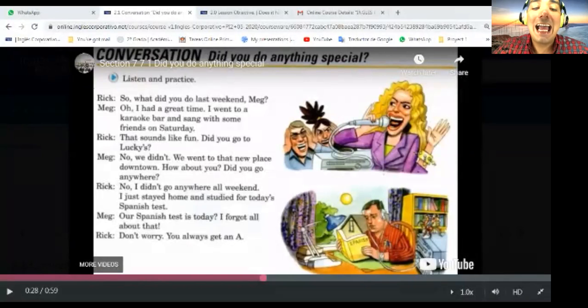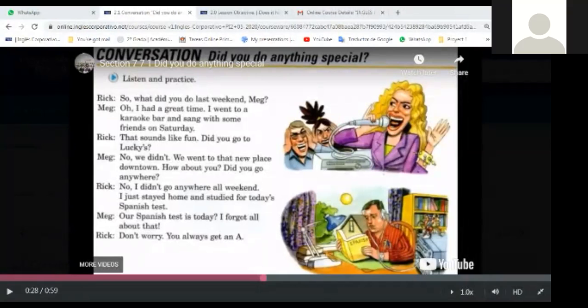Okay, pay attention to this. I just stayed home and studied for today's Spanish test. Bien, hay varias cosas que resaltar en ese texto. So, para empezar, los ed endings es algo que vamos a ver luego, ¿sí? La palabra stay es un verbo regular, entonces solo se le agrega ed, es lo que vamos a tocar este día. Se le agrega ed al verbo stay en su forma base, en presente, para hacerlo pasado. Es lo más sencillo, ¿no?